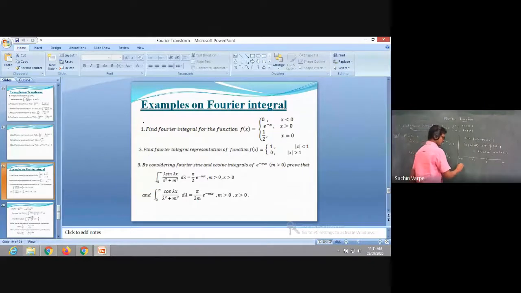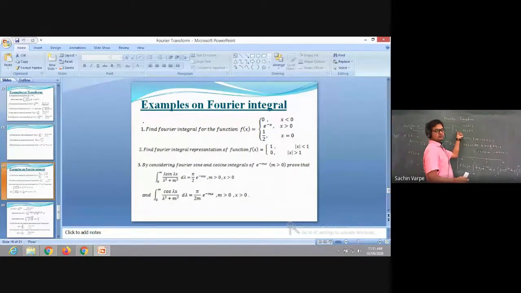Therefore, F(lambda) will be the integral from minus infinity to minus 1 of f(x) e raised to minus i lambda x dx, plus the integral from minus 1 to 1 of f(x) e raised to minus i lambda x dx, plus the integral from 1 to infinity of f(x) e raised to minus i lambda x dx. But in these two intervals, the function value is 0.